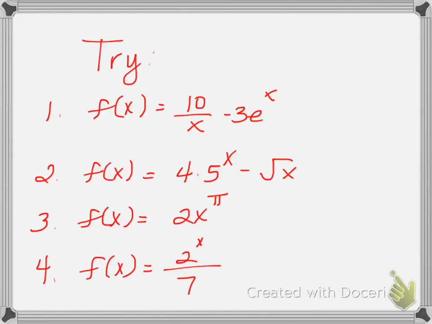I have some problems for you to try today. Just using the new rule, and there's a couple with the power rule as well. On number 2, I want you to know that's 4 times 5 to the x. It's not 4.5, it's 4 times 5 to the x.